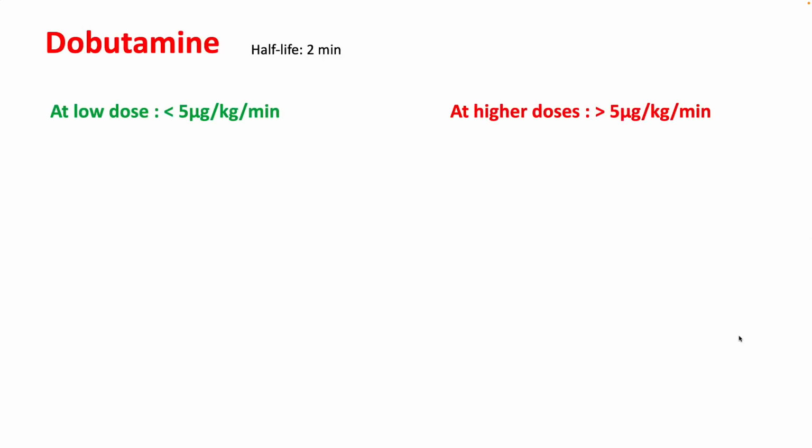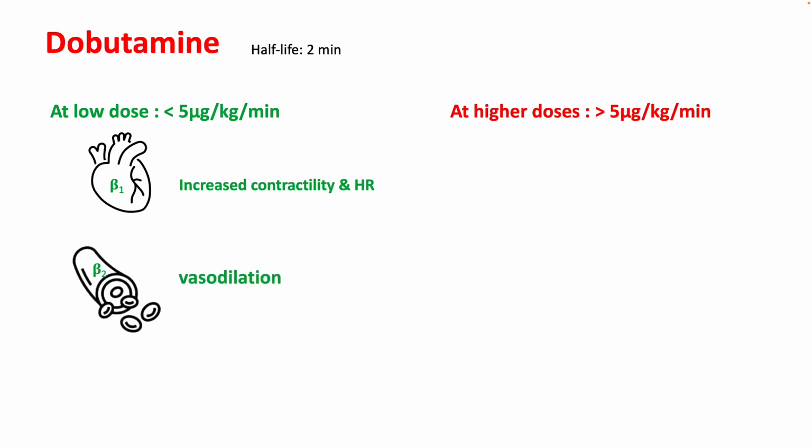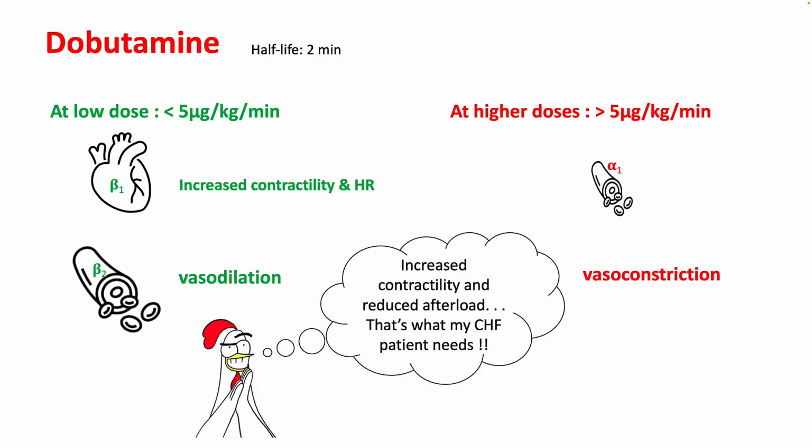Dobutamine is a very interesting drug with a half-life of 2 minutes. At low dose, it stimulates your beta-1 receptor in the heart, causing increased contractility and heart rate, and beta-2 receptor in the blood vessel, causing vasodilation, therefore it can help congestive heart failure patients. At higher dose, it can stimulate alpha-1 receptor in blood vessels, causing vasoconstriction.